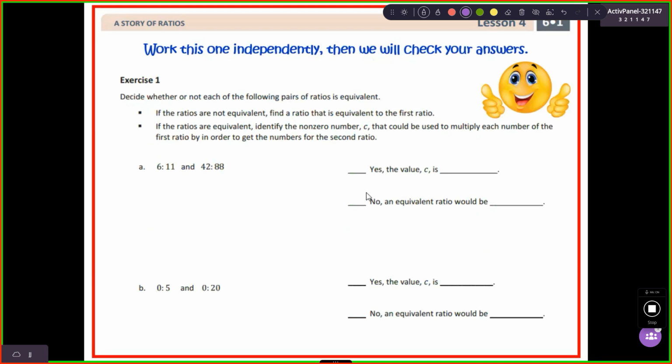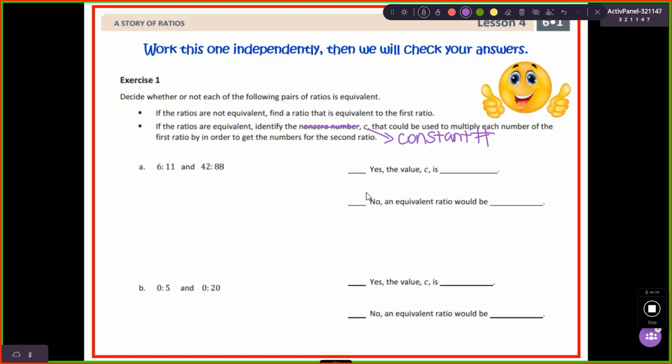So exercise 1, it says decide whether or not each of the following pairs of ratios is equivalent. We're trying to find out if they're equivalent. Remember, equivalent fractions, equivalent ratios, they have to multiply or divide by the same number. Okay? So if the ratios are not equivalent, find a ratio that is equivalent. And if the ratios are equivalent, identify the C. And what they mean by the non-zero number, what they mean by C is identify the constant number. That's all they mean by that.